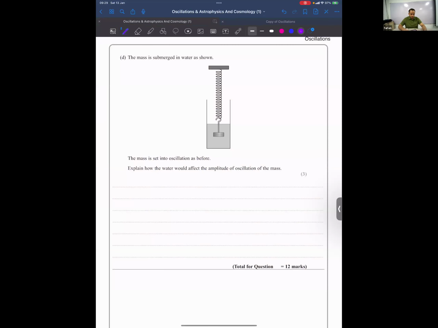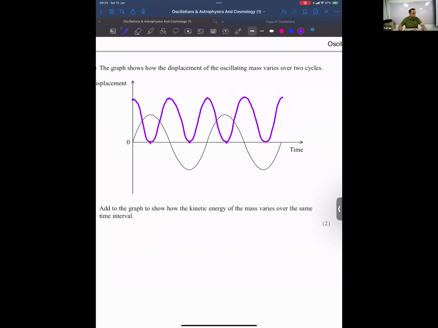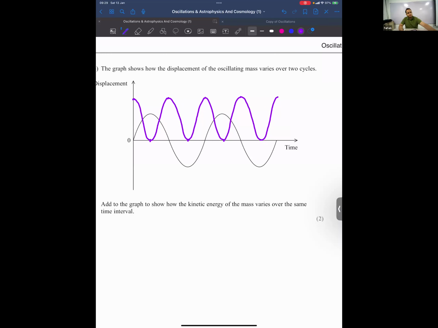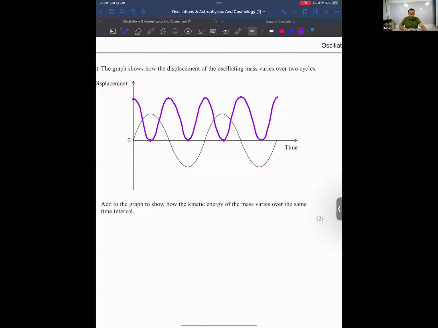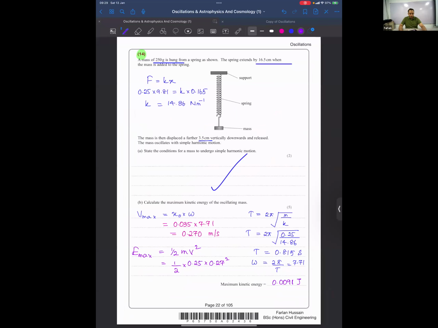Right, on to the next subtopic. Okay. Right. Guys, on to the next subtopic: free and forced oscillation. Free and forced oscillation.